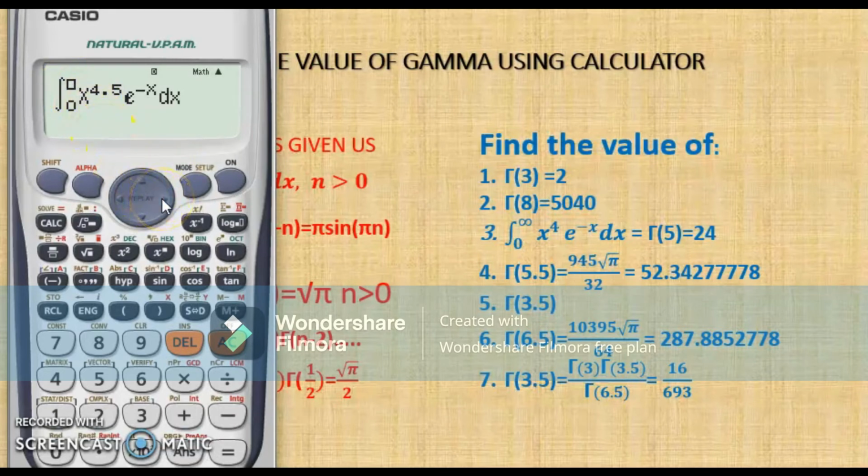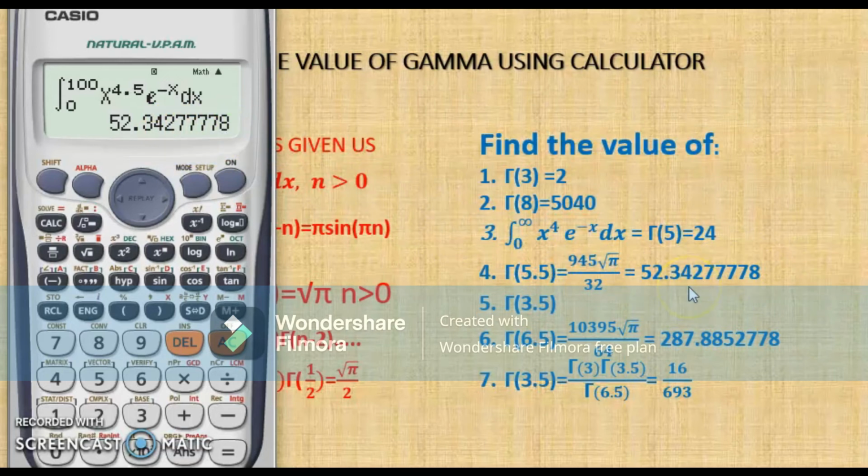So hit the arrow key again, and put your 100 inside. Now press the equal sign. Bam. Let's wait about a minute, and there our answer will appear. Very easy and simple. Alright, so here is our answer: 52.34277778, which is what is given to us here.